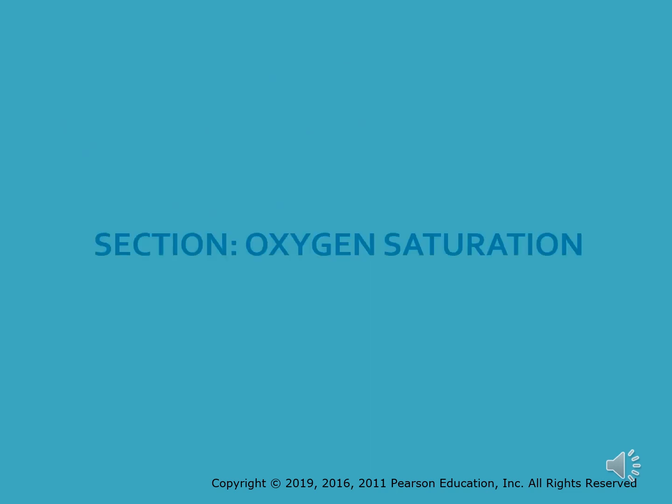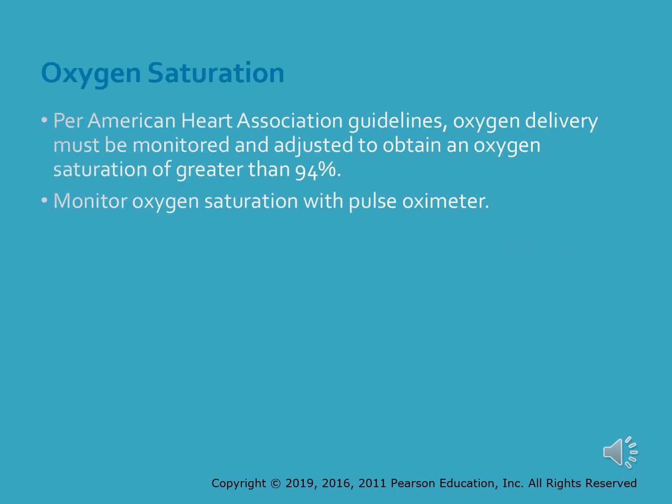In this section, we're going to talk about oxygen saturation. Current American Heart Association guidelines recommend that oxygen delivery be monitored and adjusted to obtain an oxygen saturation of greater than 94%. The ability to monitor a patient's oxygen saturation is accomplished by using a device called a pulse oximeter. Your agency or unit may not carry this device. For more information on pulse oximeters and what they do, look at Appendix 1 at the end of this book.